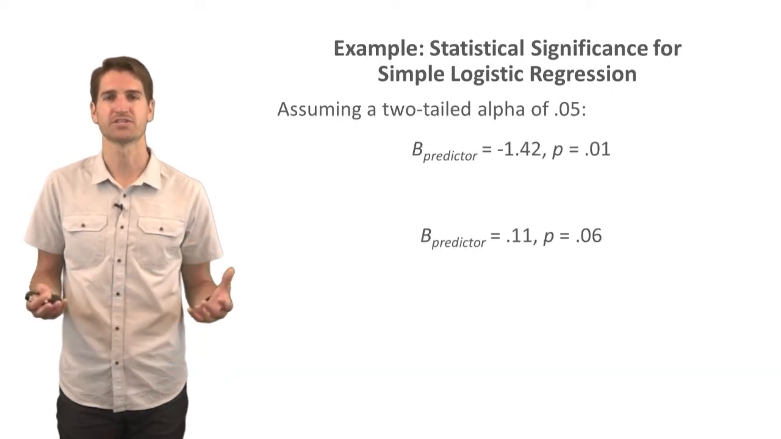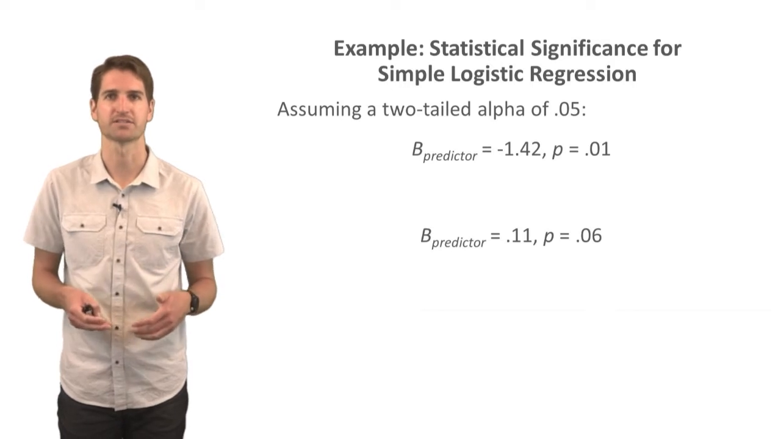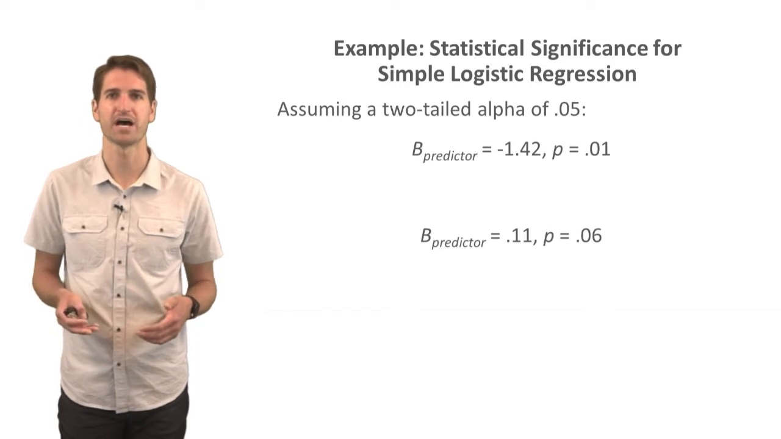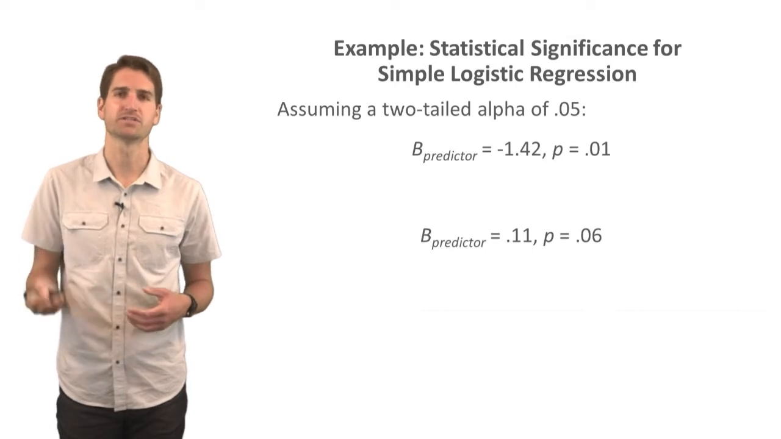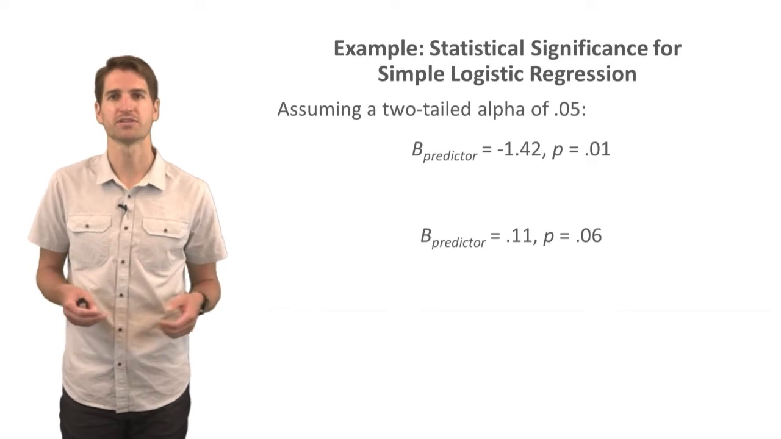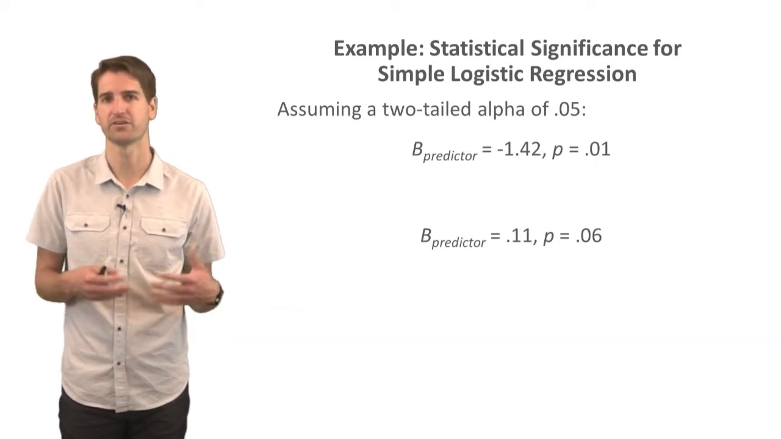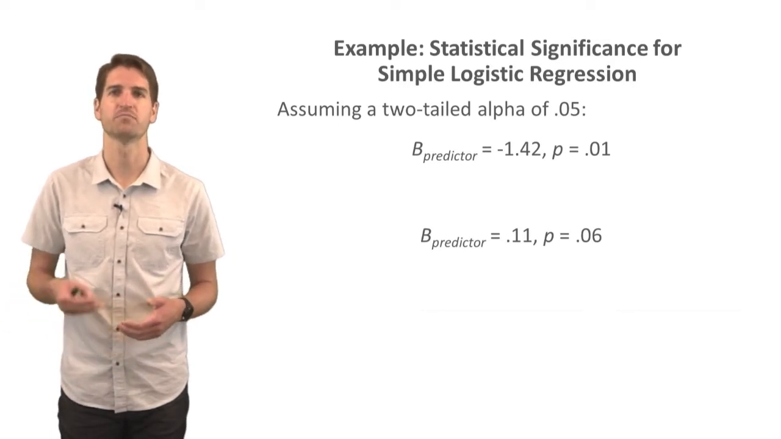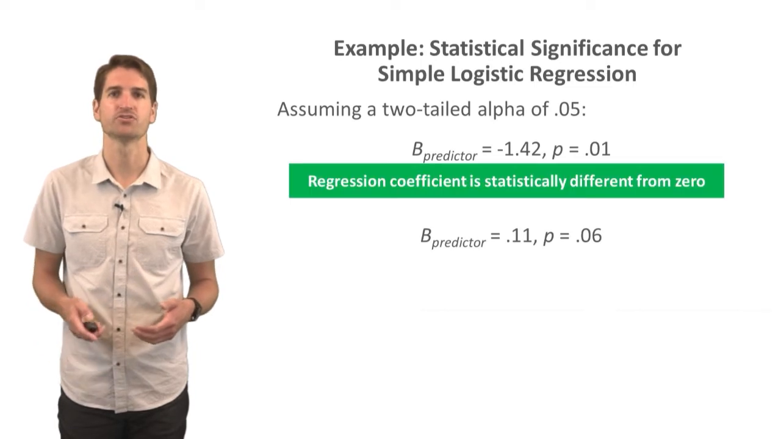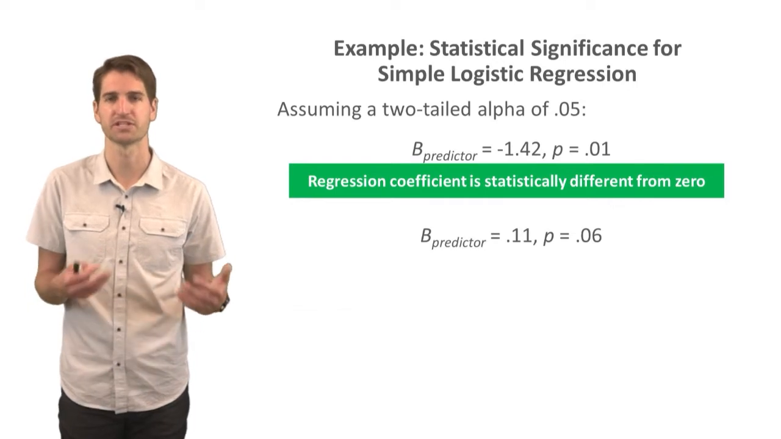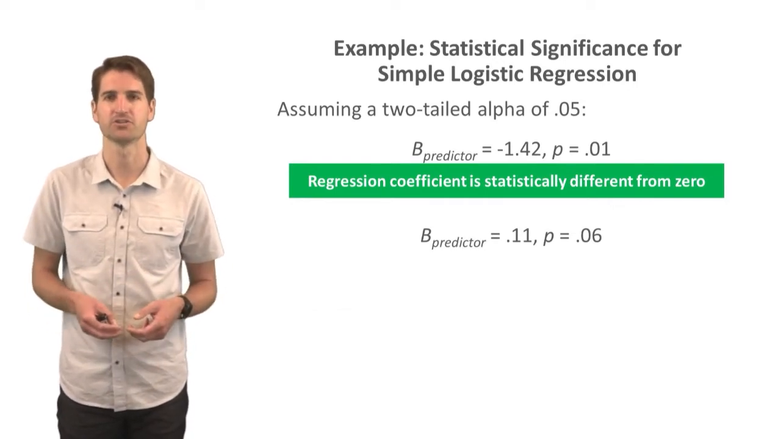So now let's walk through an example of statistical significance in the context of simple logistic regression. Let's again assume a two-tailed alpha set to 0.05. If the p-value is less than 0.05, we conclude statistical significance. If it is equal to or greater than 0.05, we conclude that it is not statistically significant. Let's assume that the associated regression weight for the predictor variable is negative 1.42, and the associated p-value is 0.01. 0.01 is less than 0.05, so we would conclude that that regression coefficient is statistically different from 0, meaning there is a significant effect here, and it is negative in terms of sign.